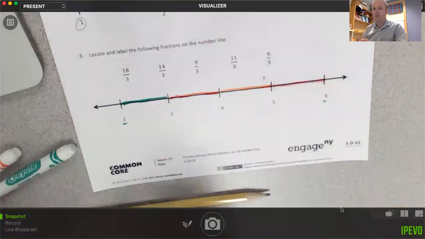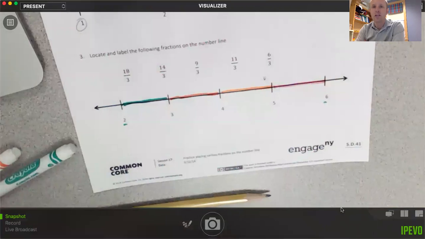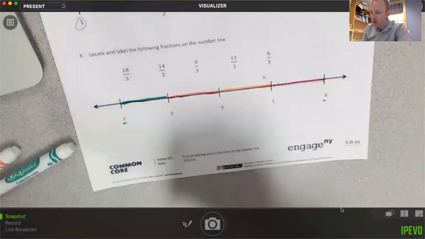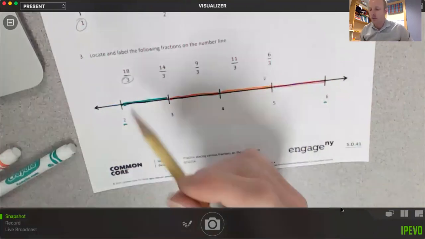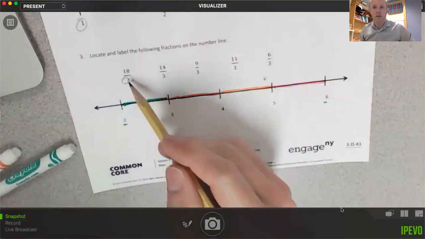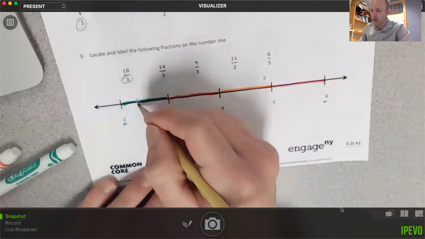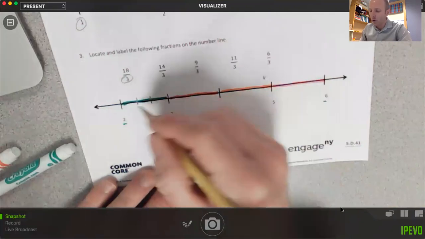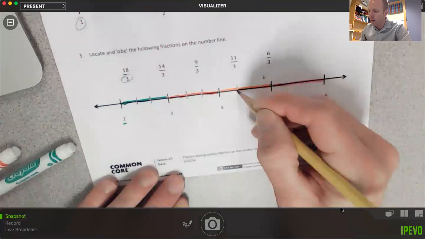And again, doing that just helps you see that there are 4 holes on this line, and each of the holes has to be split into thirds. And you might say, well, how do you know it has to be split into thirds, Mr. Brown? And the reason for that is that the denominator is 3 in each of these. So that just tells us that each section or each hole on our number line is being split into 3 sections. So I'm doing that now.